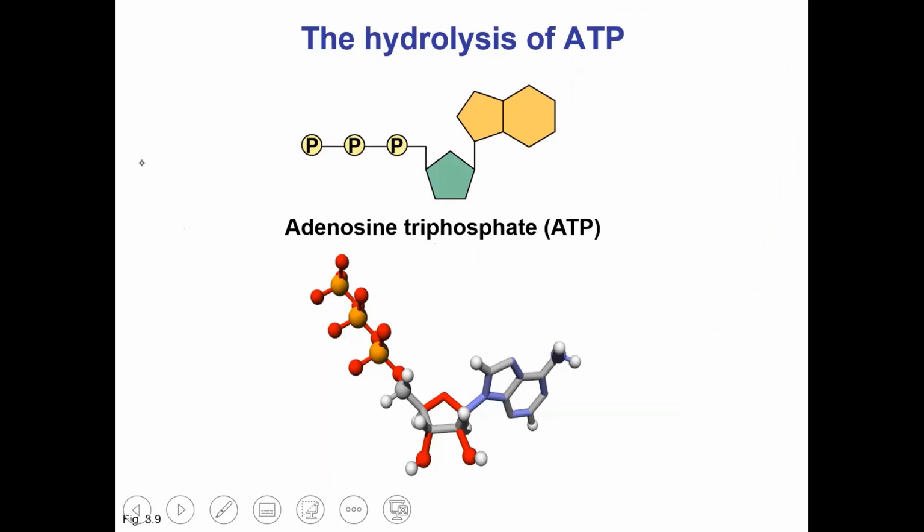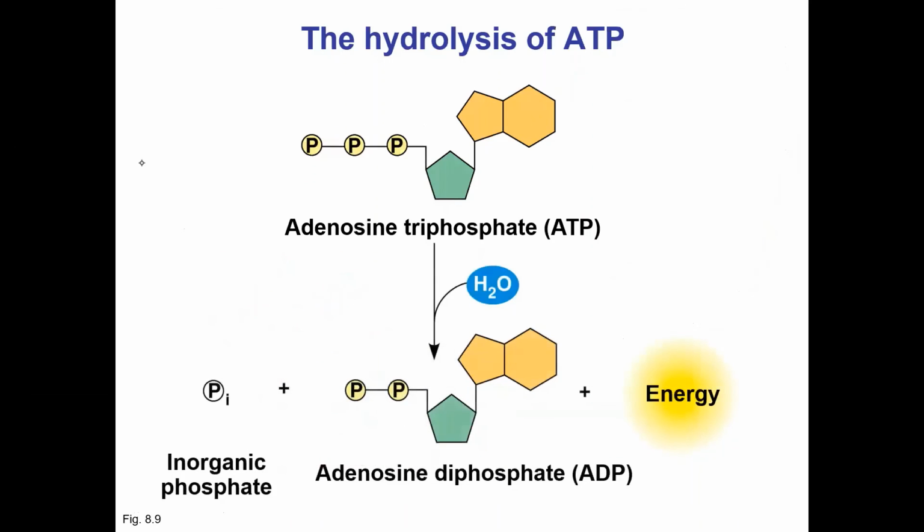There's just a little cartoon showing the ATP. And how do we get the energy? We break those bonds. And this is a hydrolysis reaction. So you can see there's water going in, it breaks it, and we get inorganic phosphate, and we get energy. So we're going to use a lot of energy. We're going to talk a lot about energy in the next few units.